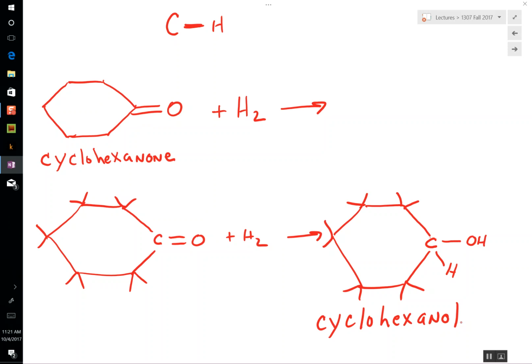Remember, to classify alcohols, you look at this carbon and ask how many carbons it is attached to. 1, 2. It's attached to 2 carbons. This makes it a secondary alcohol. Okay, so that's reduction.